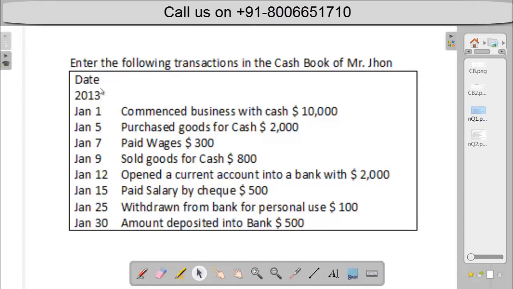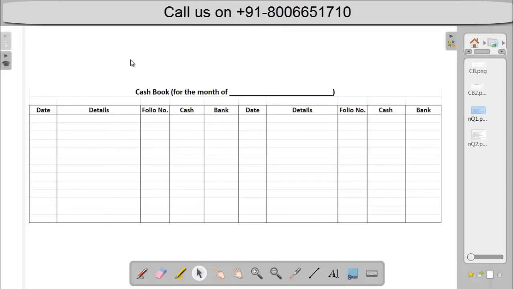And now these cash transactions we are to record in the cash book. Okay, now tell me which one is the first transaction? Yeah, we started the business, we commenced the business. So now see, this is the cash transaction, and these cash transactions we will record in this cash book.